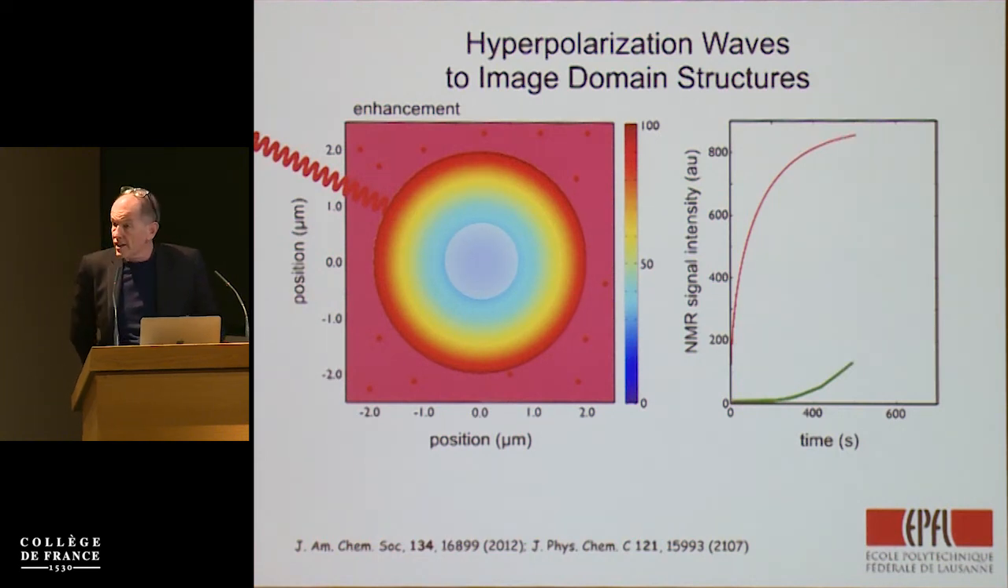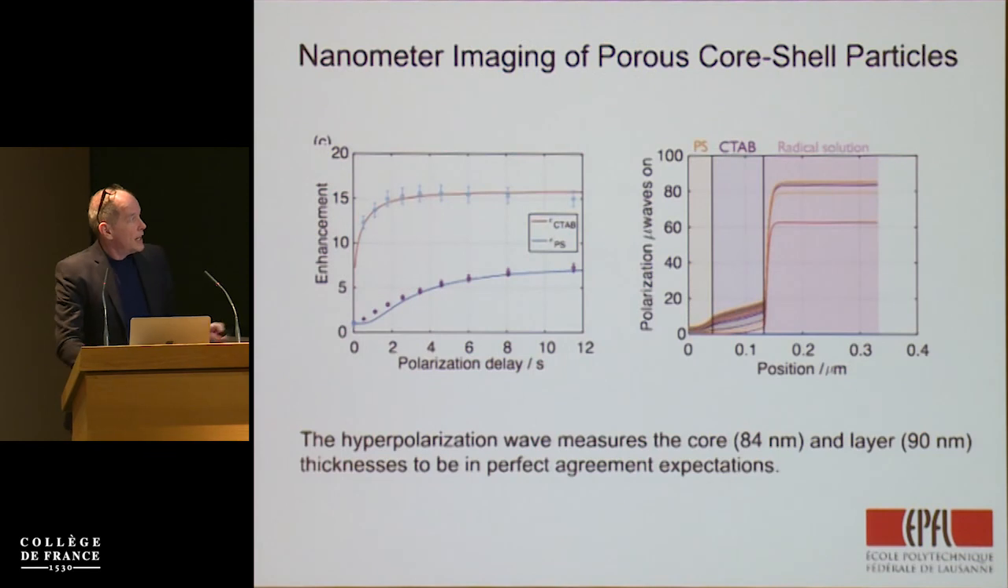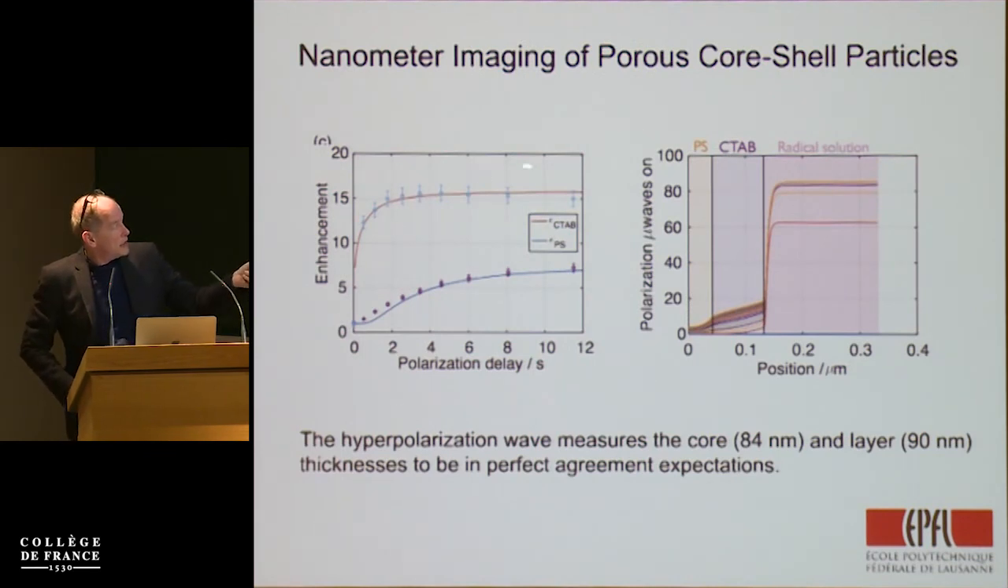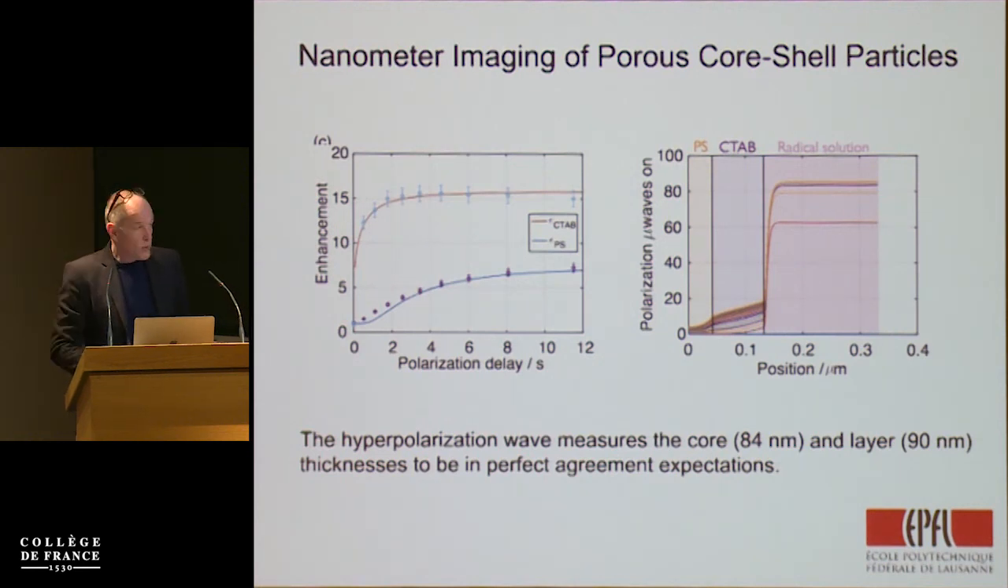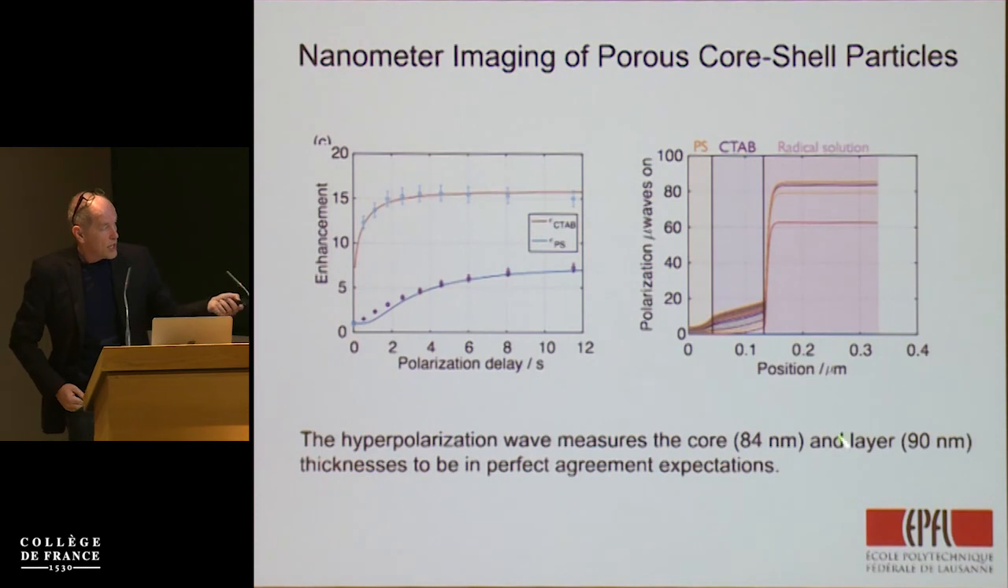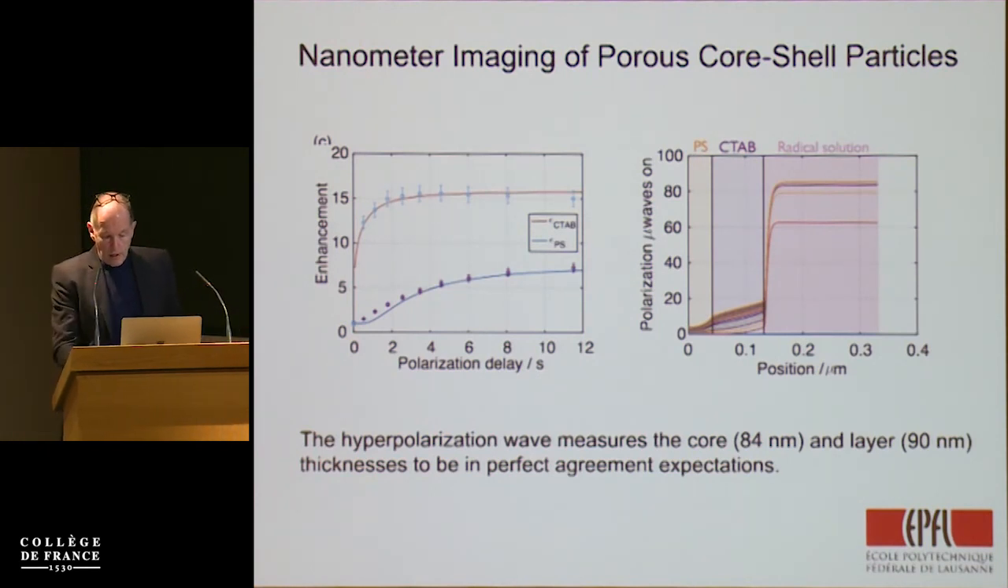And you can see that obviously if I understand the dynamics here and the details, what I can actually do is very impressive. I can fit experimental build-up curves here for the CTAB and the polystyrene to a quantitative image of the material. So I can determine that I have my radical solution, I have the CTAB layer, so the silica layer, and then I have the polystyrene core, and I know what the size of those is based on the quantitative fit here. And so we get something that's in very good agreement with a core size of 84 nanometers and a layer thickness of 90 nanometers.